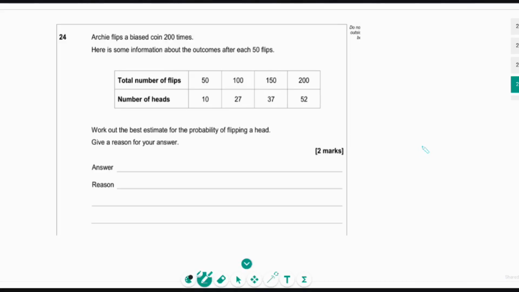Archie flips the biased coin 200 times. Here is some information about the outcomes after each 50 flips. So after 50, there were 10 heads. After 100, there were 27, etc. Work out the best estimate of the probability of flipping a head. It's got to be this one, isn't it? Because there are more trials. So it's 52 out of 200. You can have that as a decimal if you want, which would be 0.26. Either of those is fine, and the reason is greatest number of trials.